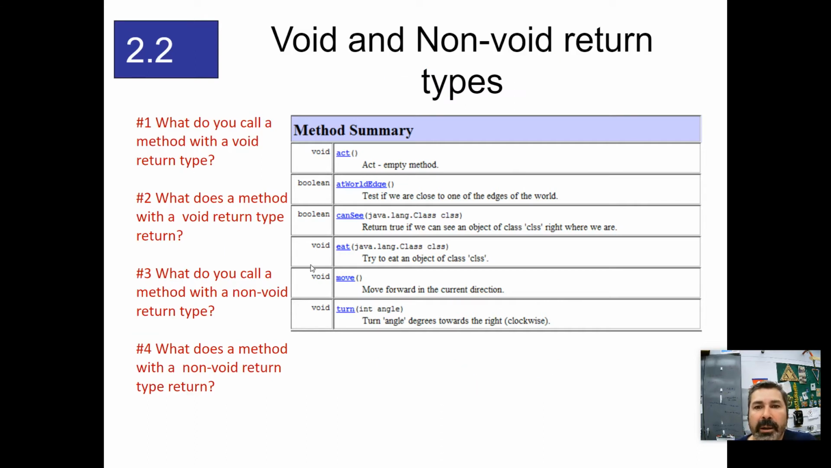Okay. All right. Void and non-void return. So you're going to answer these things on a sheet of line paper. All right. What do you call a method with a void return type, such as act, eat, move? Those are commands. What does a method with a void return type return? Nothing. It just does a thing. What do you call a method with a non-void return type, such as Boolean or int? Those are questions. What does a method with a non-void return type return? Well, it depends on the return type. But a Boolean returns a true or false. An int returns a whole number.